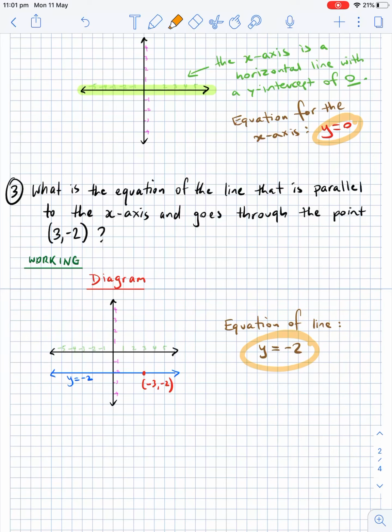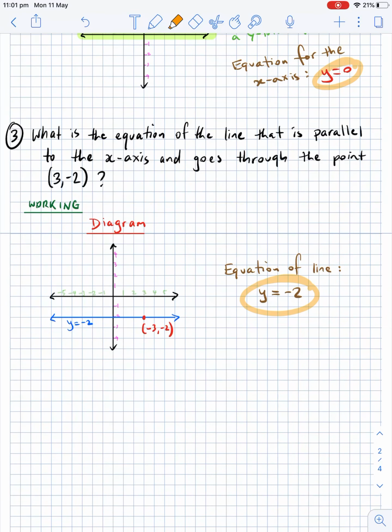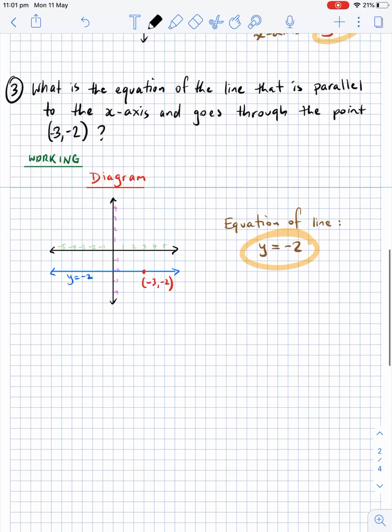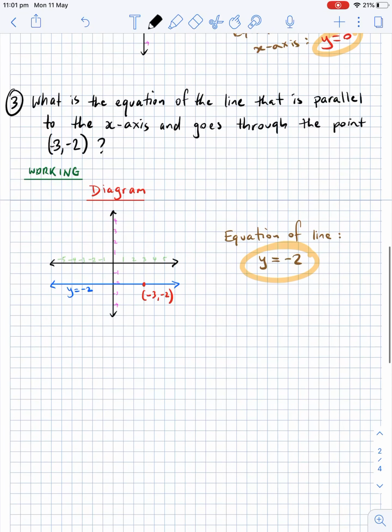Question 3, this is a more typical sort of question. What is the equation of the line that is parallel to the x-axis and goes through the point (3, -2)? Obviously a diagram will help you a lot if you're having trouble with this sort of thing. We know our line has to be parallel to the x-axis, so it's going to be a flat line. And it has to go through this point. Sorry, I should have put a negative there.